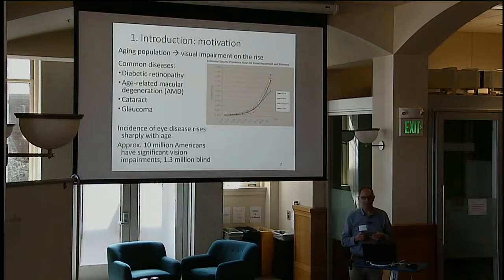the rise. It's associated with the aging population, and a whole bunch of the common diseases that remove vision or degrade vision, diabetic retinopathy, macular degeneration, cataract, glaucoma, everything, the incidence goes up pretty quickly with age. And the standard statistic is that around 10 million Americans have some sort of vision impairment. 1.3 million are blind. So it's a large and growing problem.